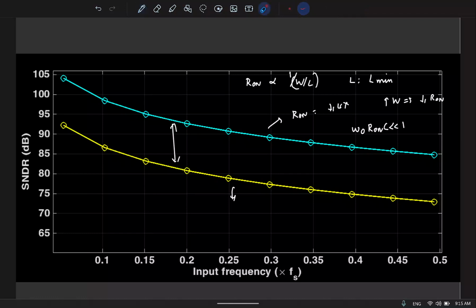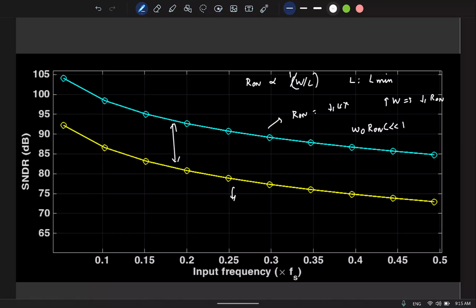So now let's say you're trying to sample faster and faster signals, which means omega naught is increasing. Even the required R on has to be much smaller. So for very high frequency signals, if you are trying to sample them, the required R on might be really small, which means the size required will be really large. That will increase the capacitance. So that's what I'm coming at. If you increase the size of a transistor, what is the issue?